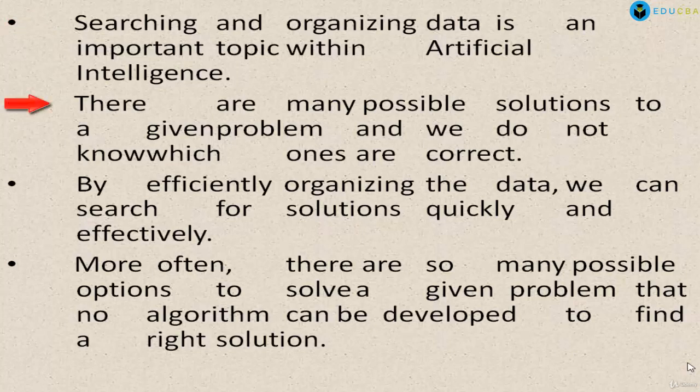There are many possible solutions to a given problem and we do not know which ones are correct. By efficiently organizing the data, we can search for solutions quickly and effectively. So basically by efficiently organizing our data, we can easily search for our solutions. More often, there are so many possible options to solve a given problem that no algorithm can be developed to find a right solution. So there can be multiple options for solving a given problem. These are the different problems which we see when solving our problems.